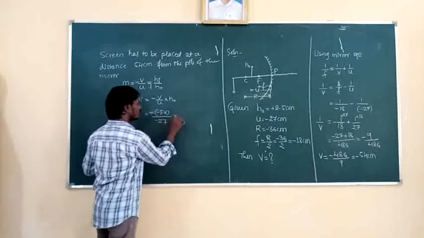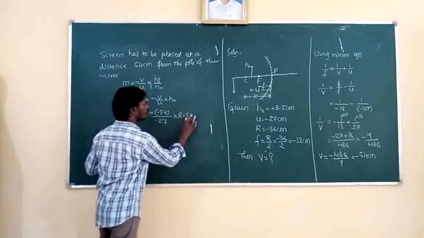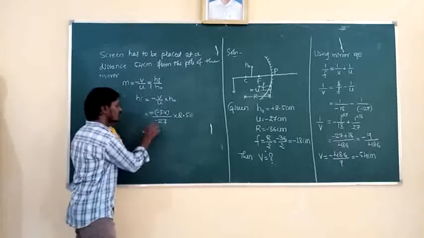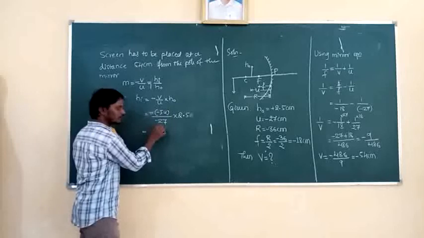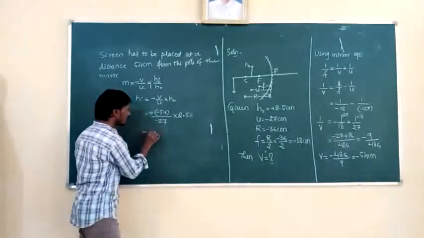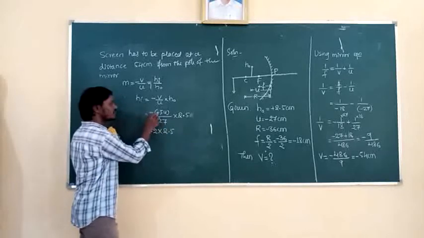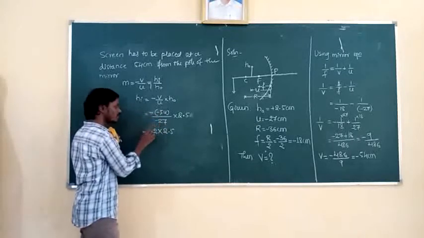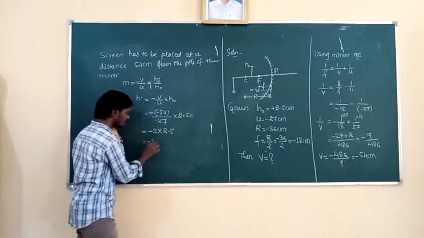Then into HO. HO is how much given? Height of the candle, that is 2.5 centimeter. Then minus into minus is plus. So 54 by 27, that is 2. It is minus 2. Minus 2 into 2.5, because plus by minus is minus. Minus 2 into 2.5, that is minus 5 centimeter.